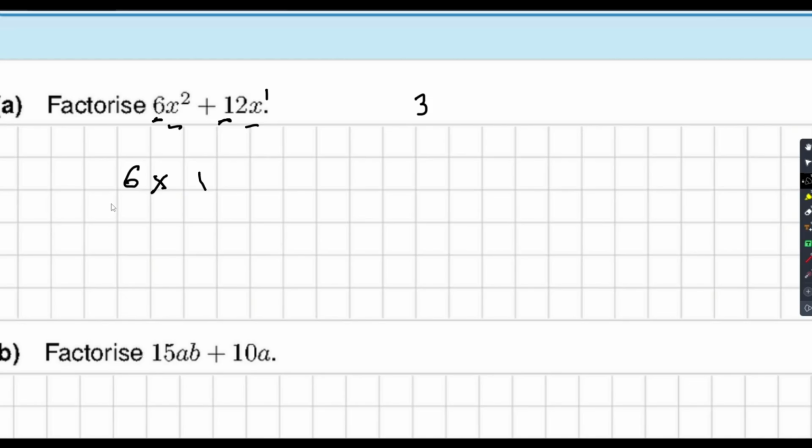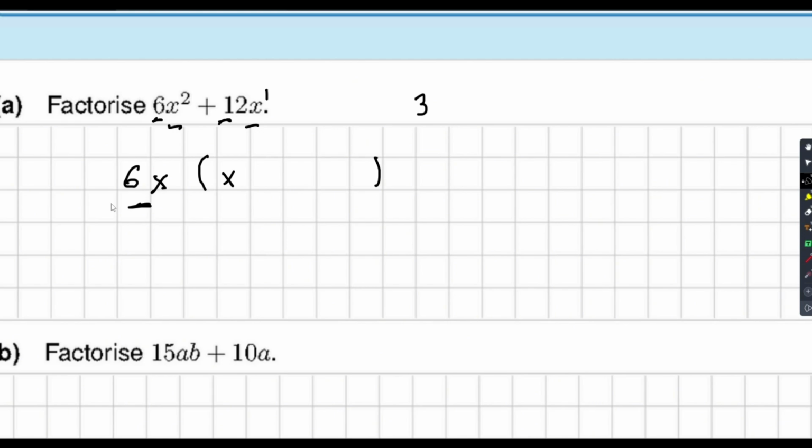So what we do then is we draw a bracket like this. And then we say 6x multiplied by what will give me 6x squared. So 6x by what gives me 6x squared? We already have the 6. We already have 1x. All we need to do is multiply that by another x, because 6x times x is 6x squared.